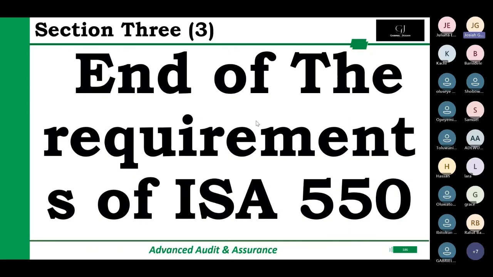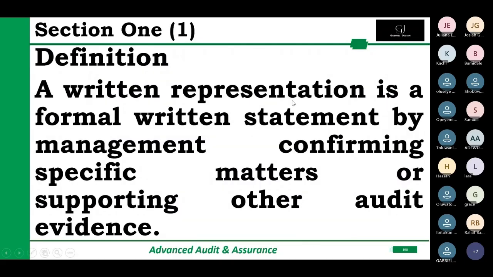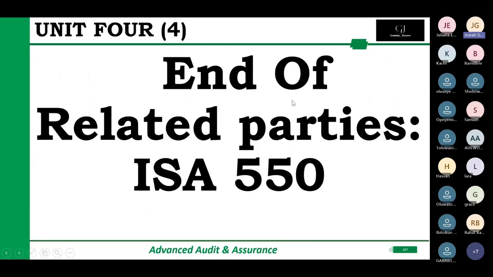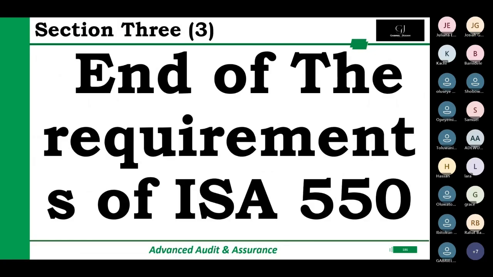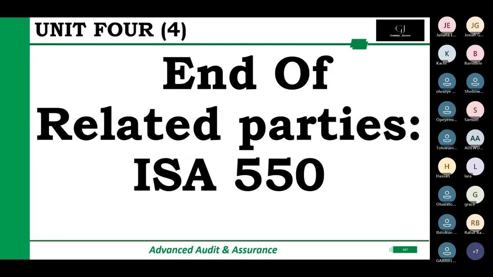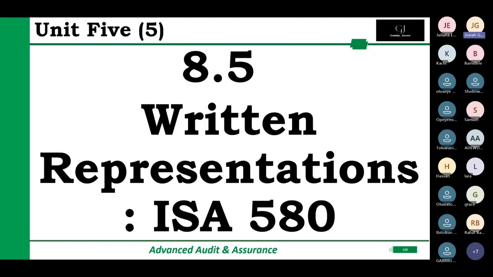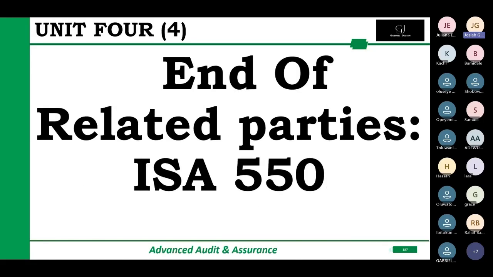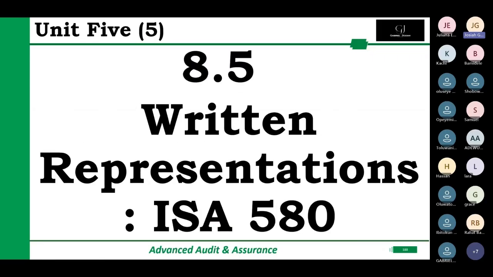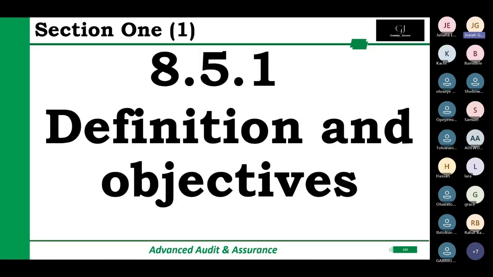So let's look at unit 5. Okay, so we just finished unit 4, I beg your pardon. We finished 3 sections on related party, which is ISA 550. So we'll move to unit 5, speaking to written representations. Written representation is guided by ISA 580. So ISA 550 is related party transactions, and written representation is 580.